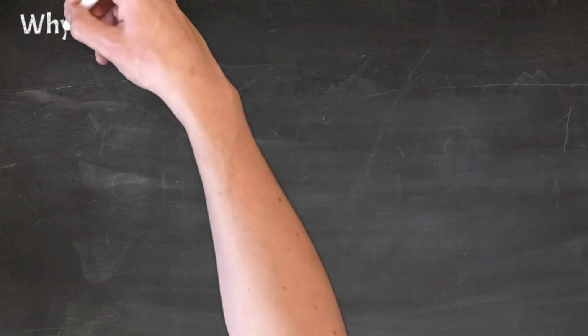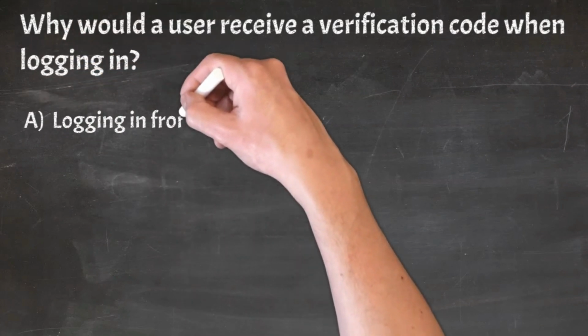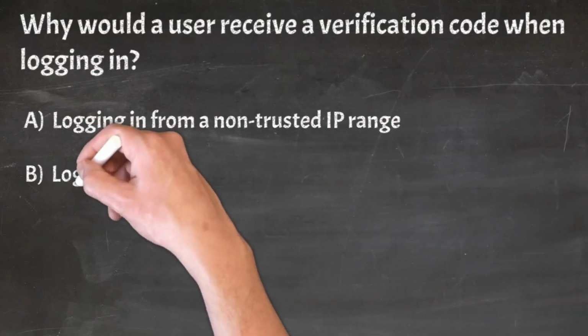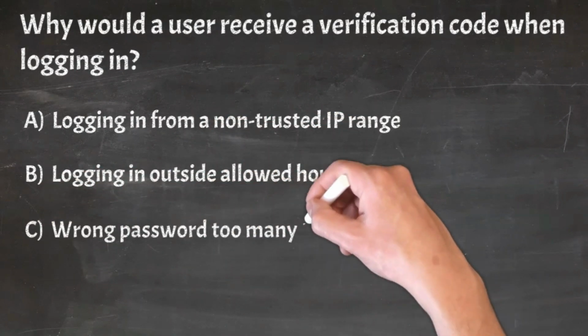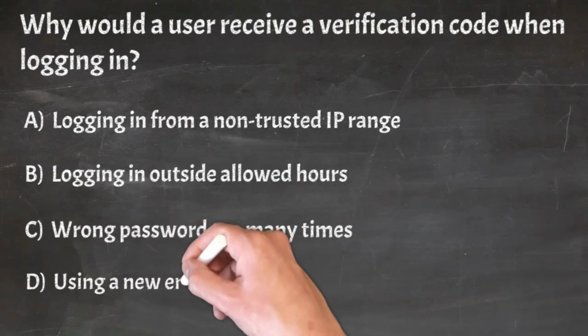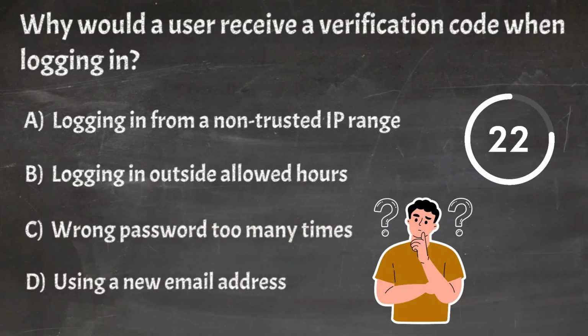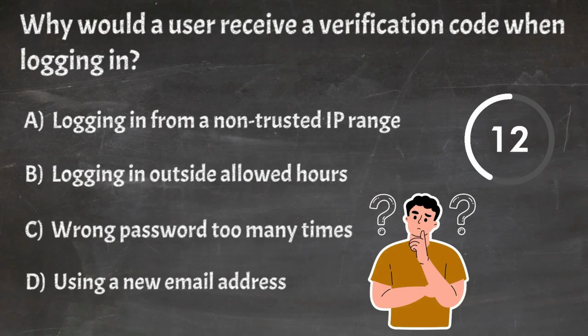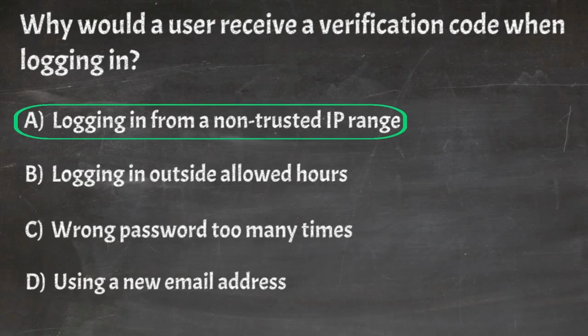Question 22. Why would a user receive a verification code when logging in? A. Logging in from a non-trusted IP range. B. Logging in outside allowed hours. C. Wrong password too many times. D. Using a new email address. Correct answer A. Logging in from a non-trusted IP range.